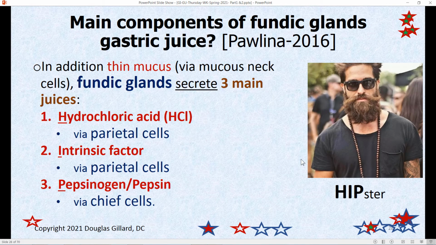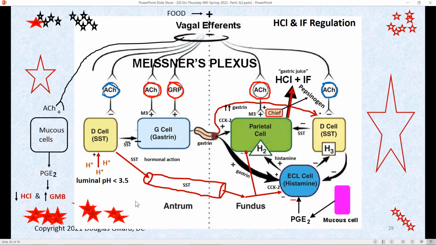The main components of the fundic glands. So fundic glands secrete what? Hipster. This is what Google says. This is a hipster, according to Google. But that works nice for this little mnemonic, HIP. Or that's a hip dude. So fundic glands secrete HIP: H, hydrochloric acid via parietal cells. I, intrinsic factor via parietal cells. P, pepsinogen, which is converted to pepsin via chief cells.